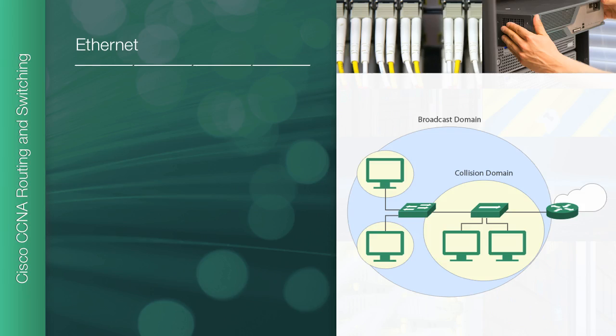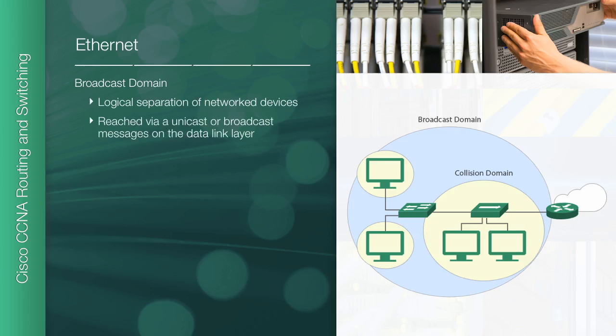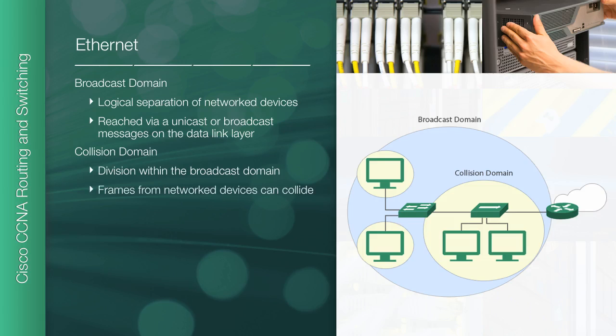Now, in order to better understand Ethernet, it helps to understand broadcast and collision domains. A broadcast domain is a layer 2 logical separation of devices, which can be reached via a unicast or broadcast message. A collision domain is a division within a broadcast domain where frames from one device could collide with another. An Ethernet hub is a notorious device for being one giant collision and broadcast domain. All ports on the hub can hear messages from a sender, as it does not have the intelligence to know how to segment collision domains like a switch does.